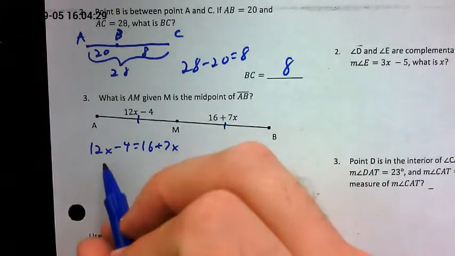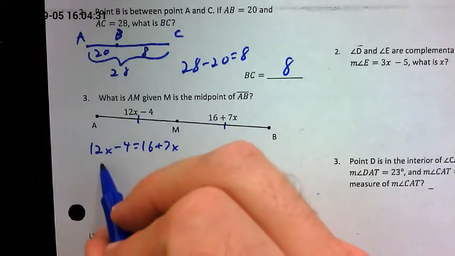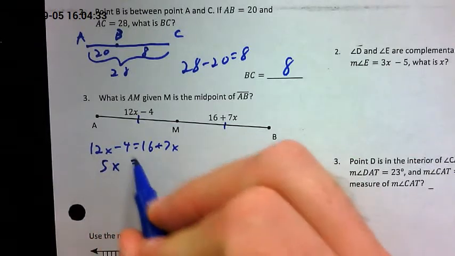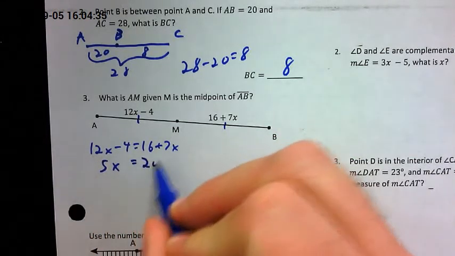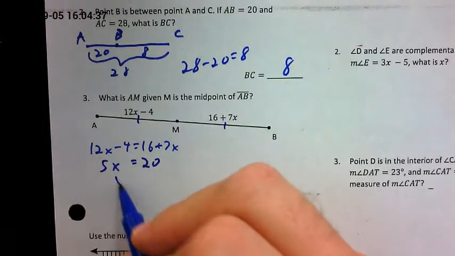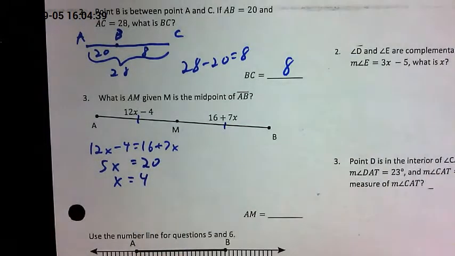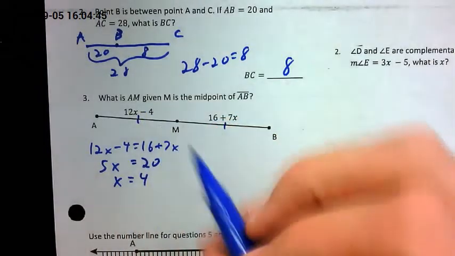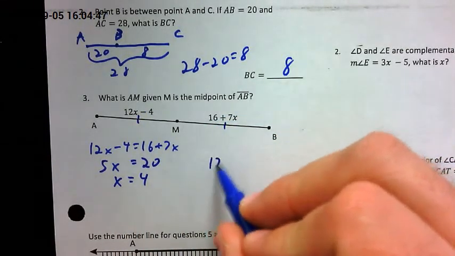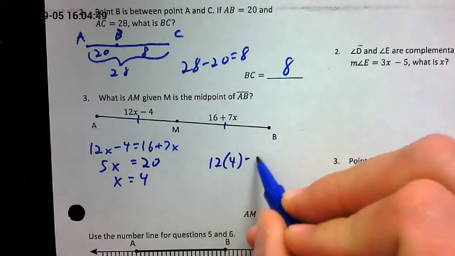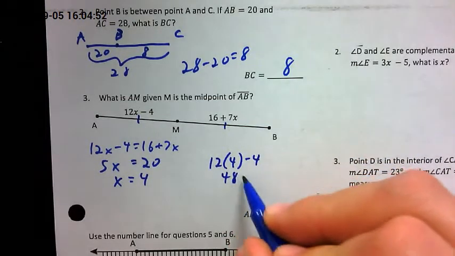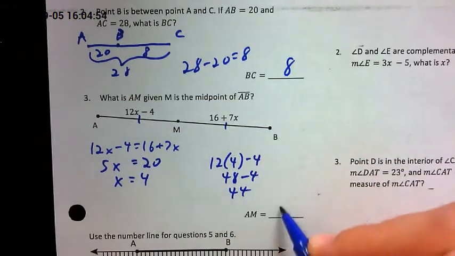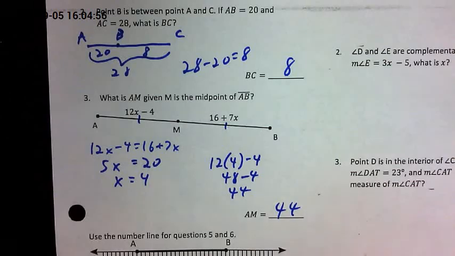I'm going to bring my x values to this side, so subtract 7, and we end up with 5x. I'm going to add the 4 to bring it this way, and we get 20. Divide by 5, and x is 4. 4 is not the final answer. They want AM. So we have to take that 4 and plug it back in. So 12 times 4 minus 4. So that's 48 minus 4, which is 44. That would be our length.